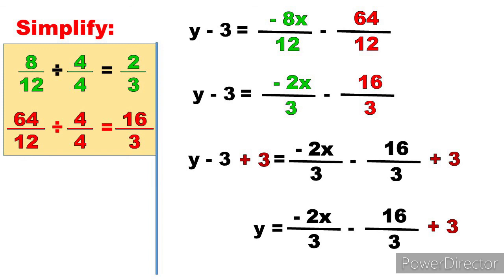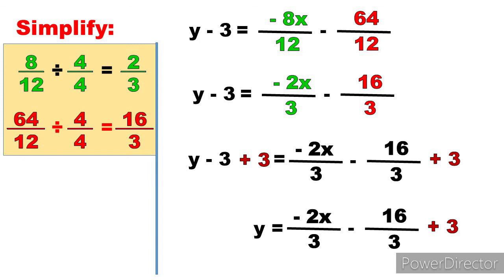Okay, now we solve for y. Okay, para ma-solve yung y, kailangan ma-eliminate ang negative 3. Okay, para ma-eliminate ang negative 3 or matanggal ang negative 3 at maiiwan ng y, mag-add tayo ng 3 both left and right side ng equation. Okay, so now we have y minus 3 plus 3 is 0. Okay, again, negative 3 plus 3 is 0.